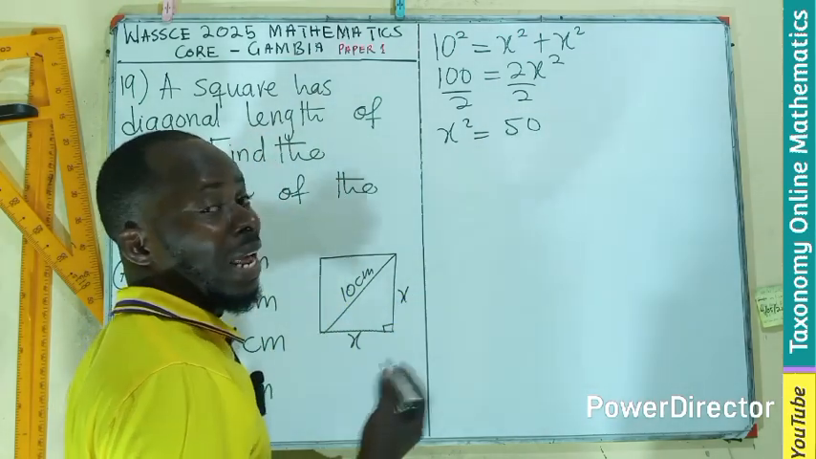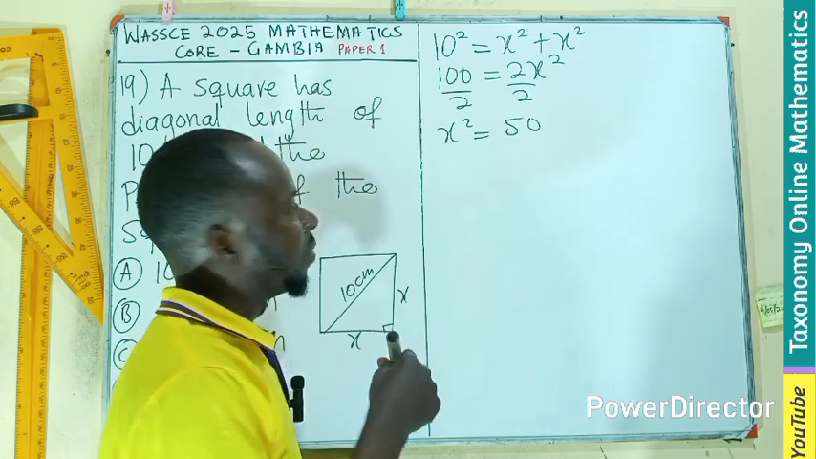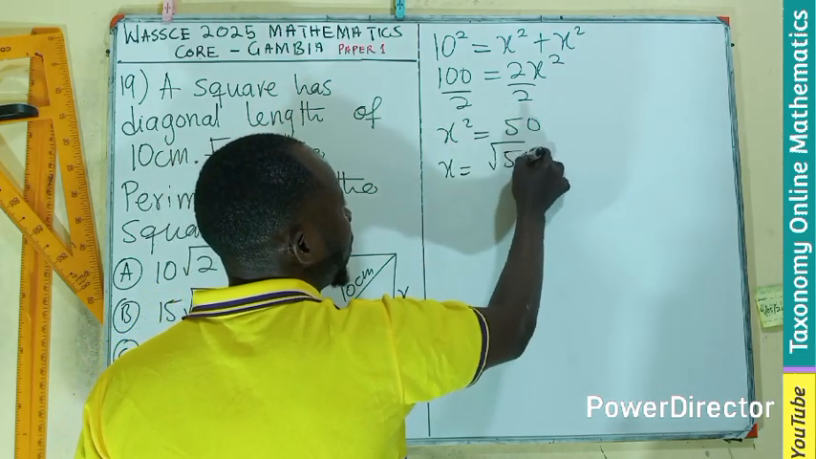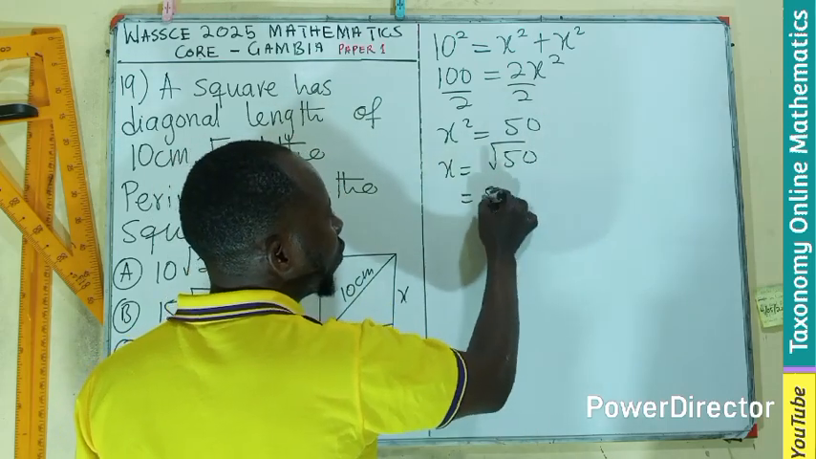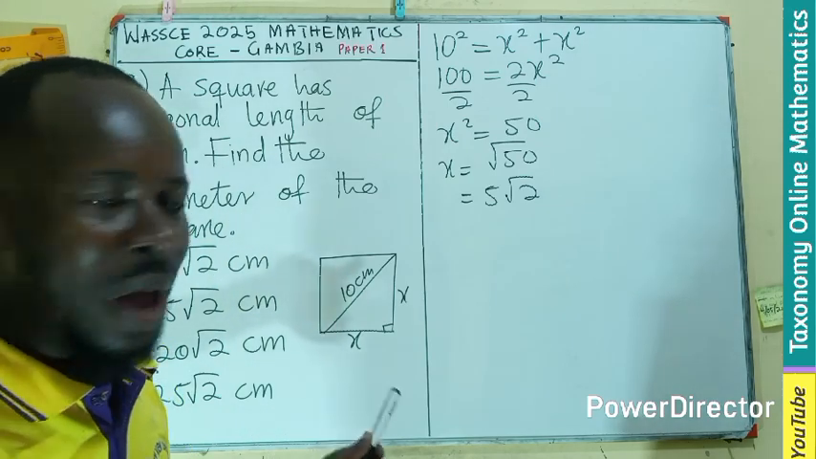But what do we need? We need an x, because perimeter deals with the addition of all the sides. So x will now be equal to the root of 50, which is 25 times 2, so 5 root 2 is the length of the square.